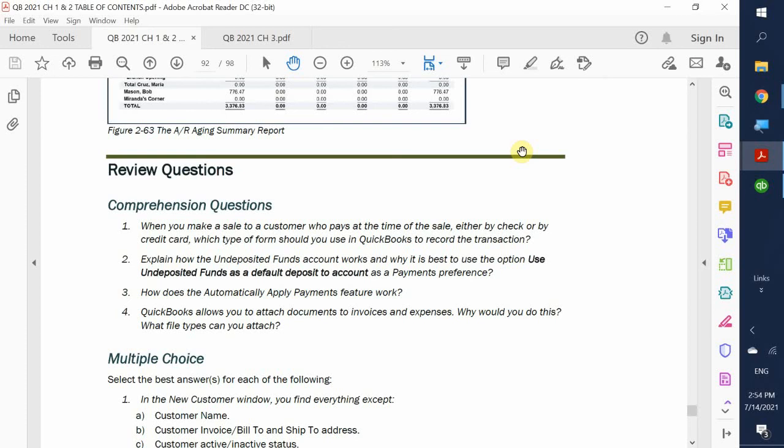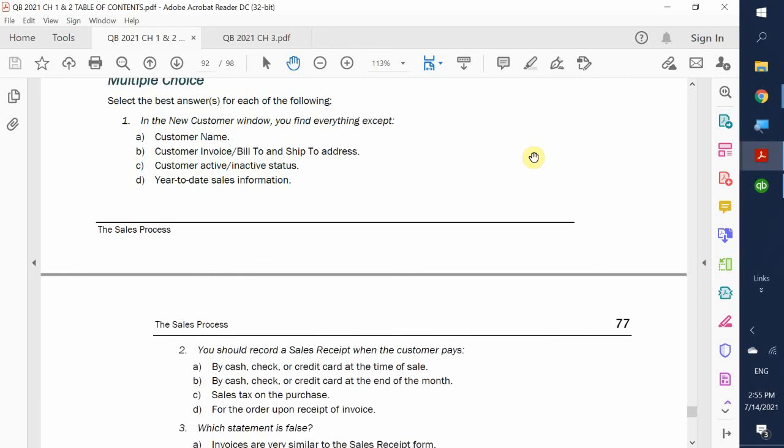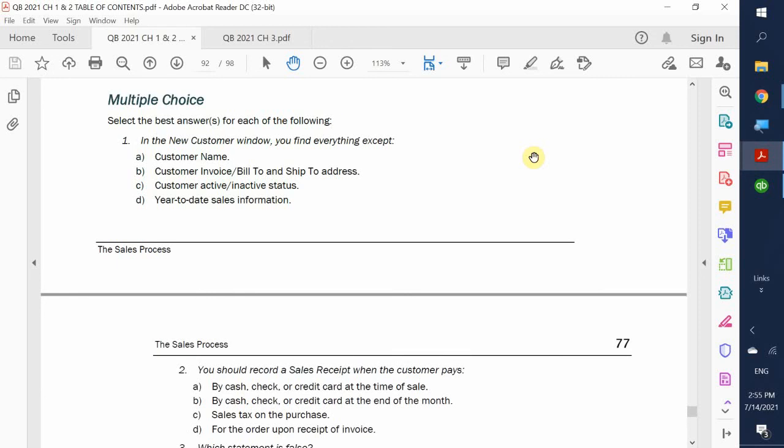I'm good too. Okay, so let's go ahead and dive right into the multiple choice and fill in the blank. So here we go. Number 1. Make sure you're selecting the best answer. So number 1, in the new customer window, you'll find everything except D, year to date sales information.